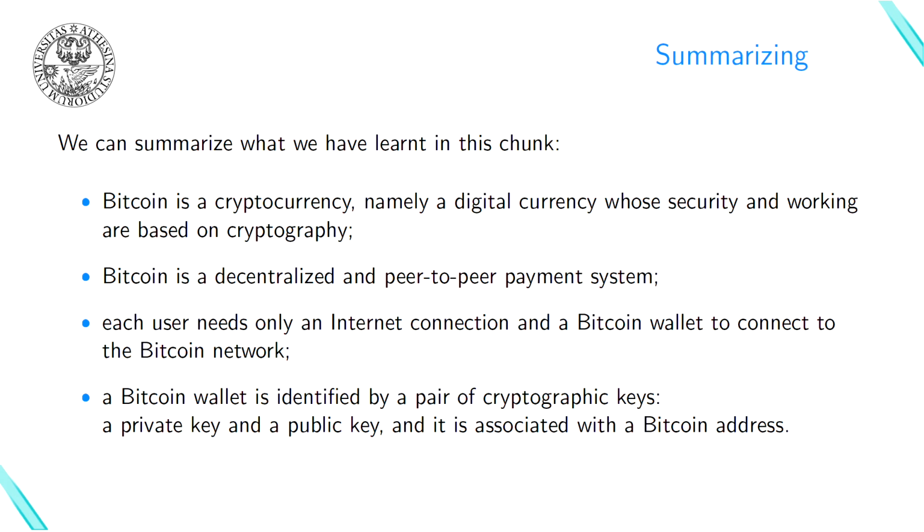We can finally summarize what we have learned in this chunk. Bitcoin is a cryptocurrency, namely digital currency, whose security and working are based on cryptography. Bitcoin is a decentralized and peer-to-peer payment system. Each user needs only an internet connection and a Bitcoin wallet to connect to the Bitcoin network. A Bitcoin wallet is identified by a pair of cryptographic keys, a private key and a public key, and it is associated with a Bitcoin address.